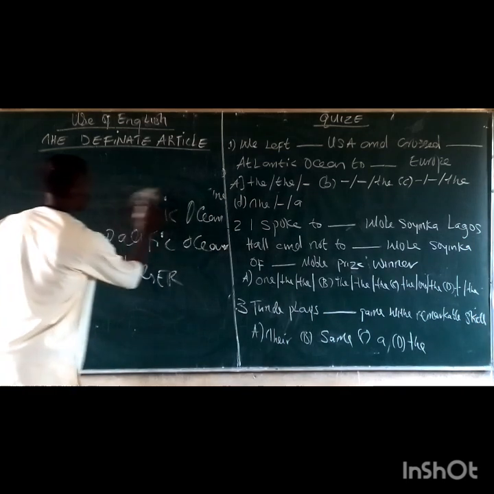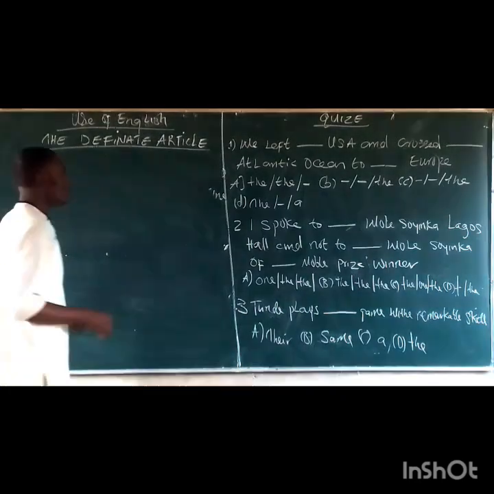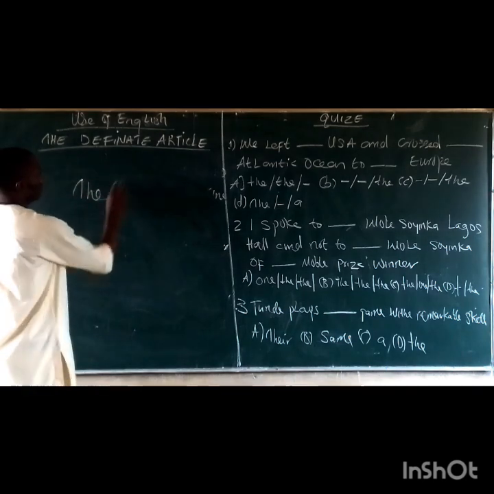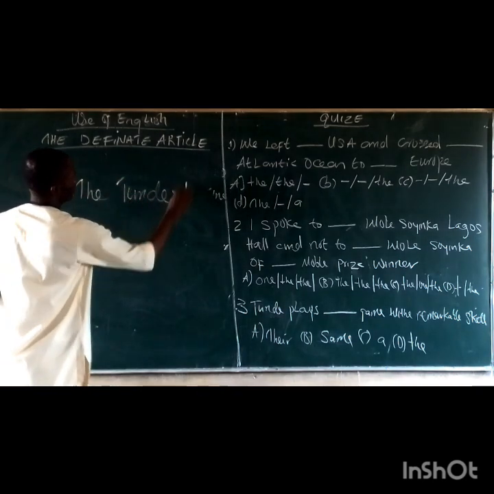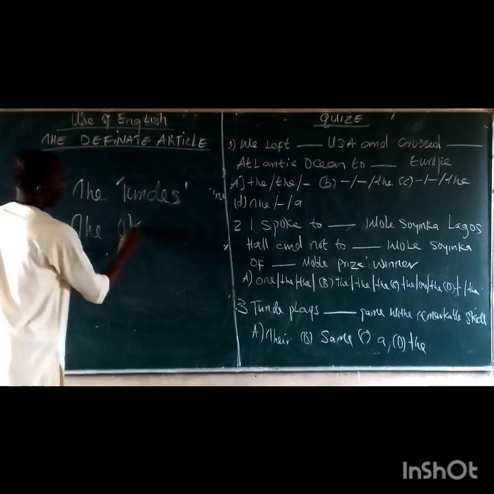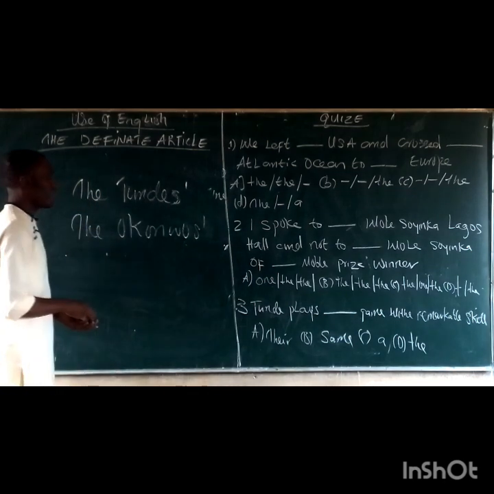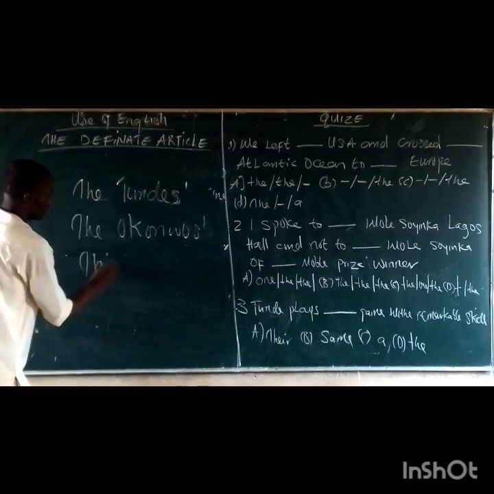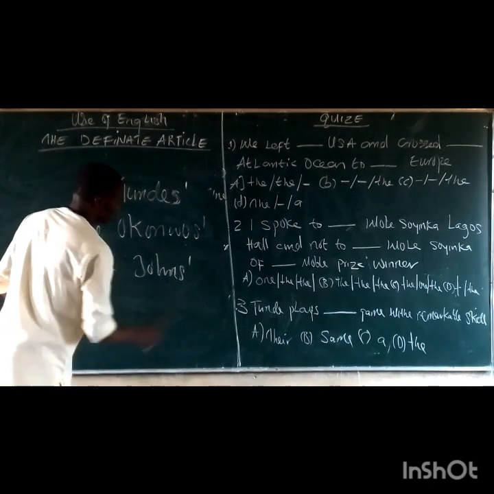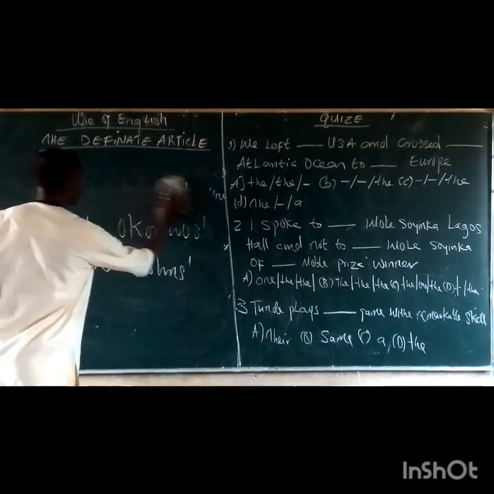Well, another one is family names. In the family names, maybe the family of Tunde, that becomes the Tundes. That can be the Okonkos. And then we have another one, we can have the Johns, the Johns from the family of John.